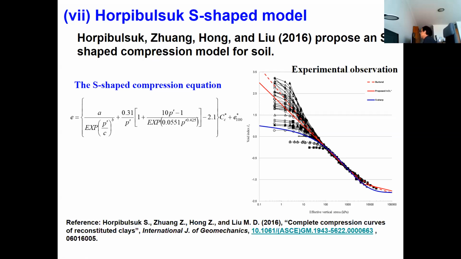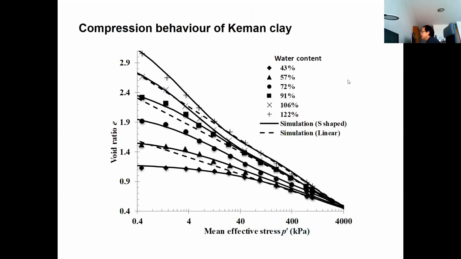All other models, you can say, in theory, they are wrong. If you look at Skempton's model, or many other people's models, they have some mathematical problems, fundamental errors. Here you can see this is experimental data. This is S-shaped modeling. It is much better, not only much better, but other models cannot predict it. It's not only more accurate, but it can do the impossible.